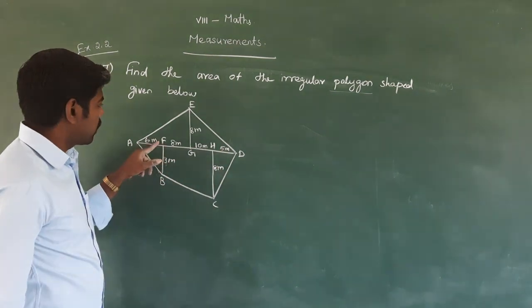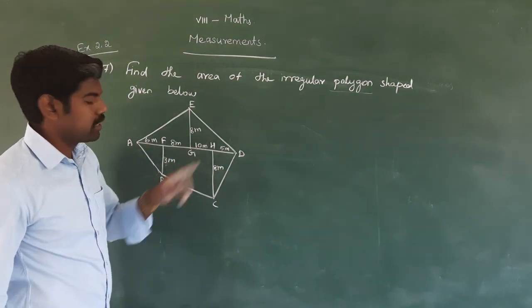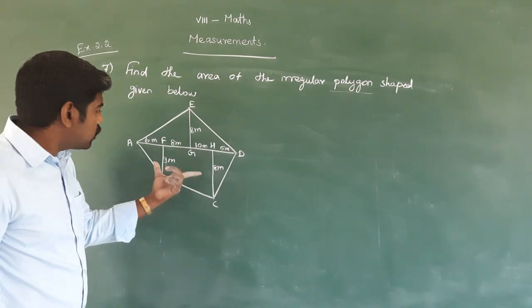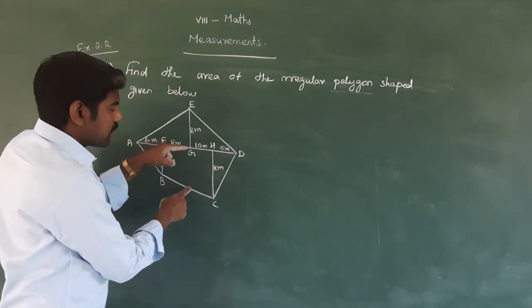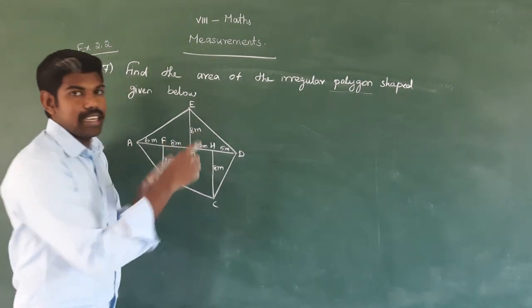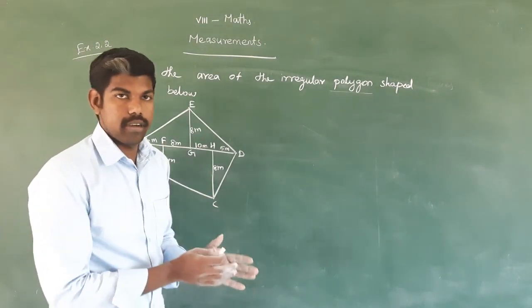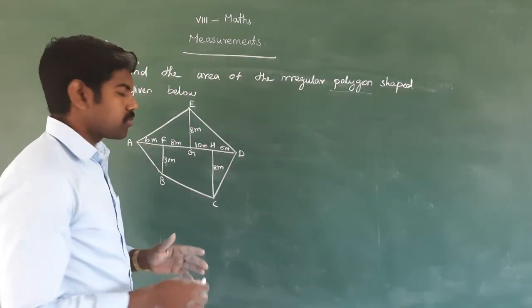What is this shape? F, B, C, H. What is the shape? These 2 sides are parallel. These 2 sides are not parallel. So this is a trapezium. This is a trapezium. So what is its area?